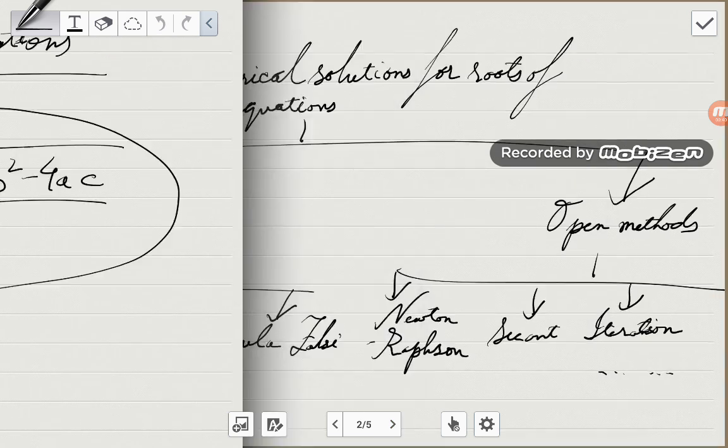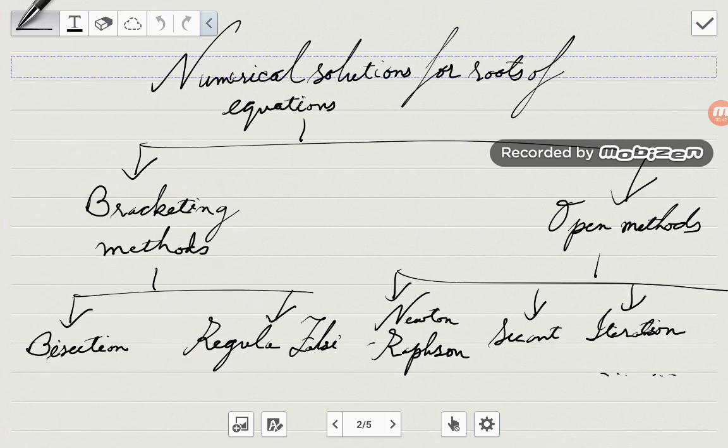For example, the numerical solutions for roots of equations can be divided mainly into two broad categories: bracketing methods and open methods. Why we call them these will become apparent shortly. First, let's take a look at bracketing methods. One of the bracketing methods in particular, the method of false position, otherwise known as regula falsi.